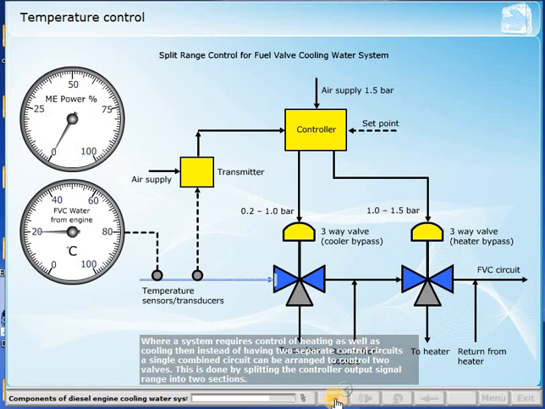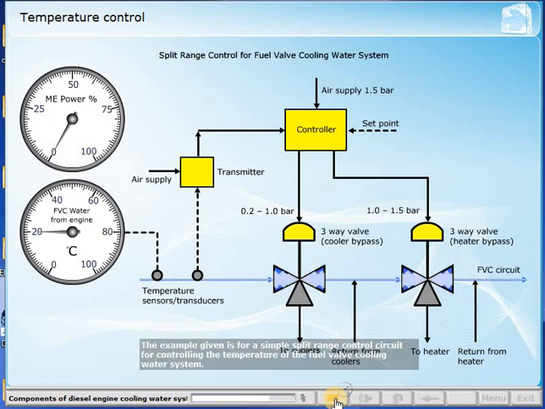Where a system requires control of heating as well as cooling, then instead of having two separate control circuits, a single combined circuit can be arranged to control two valves. This is done by splitting the controller output signal range into two sections. The example given is for a simple split-range control circuit for controlling the temperature of the fuel valve cooling water system.